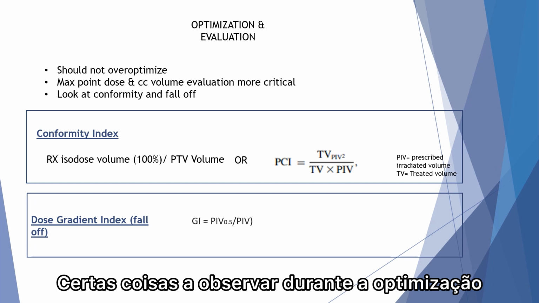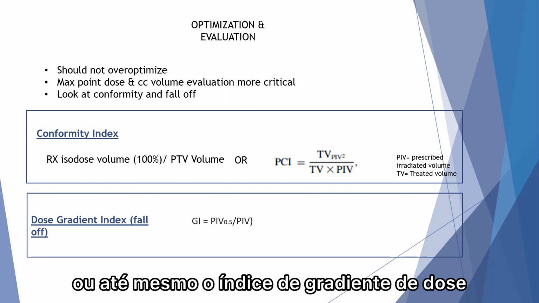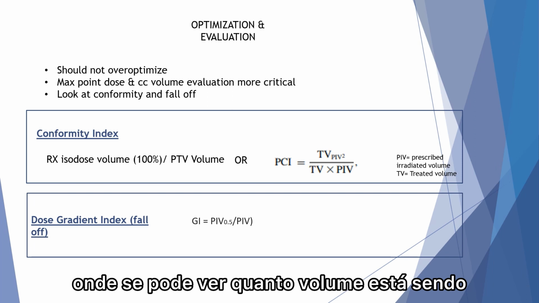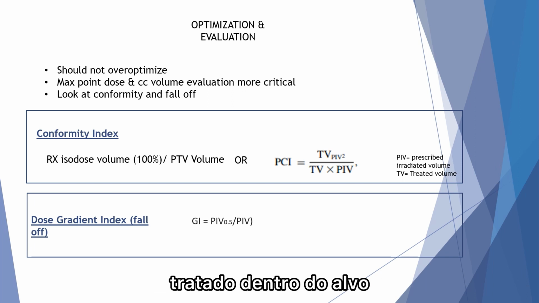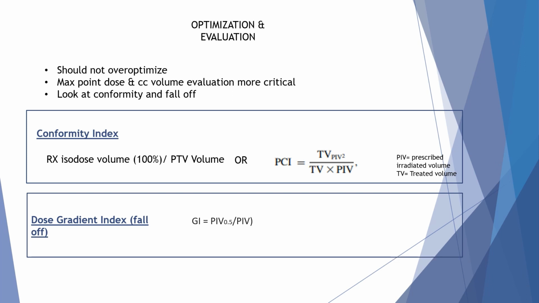Certain things to view during optimization and evaluation: you can look at the conformity index or even the dose gradient index, where you can see how much of the volume is being treated within the target and the fall off to show how steep the gradient is.